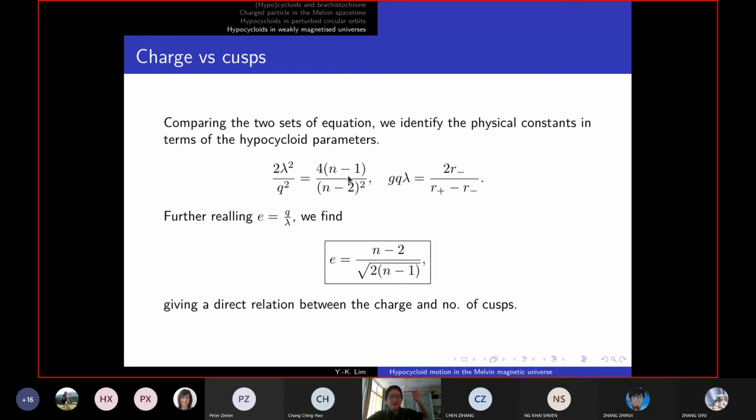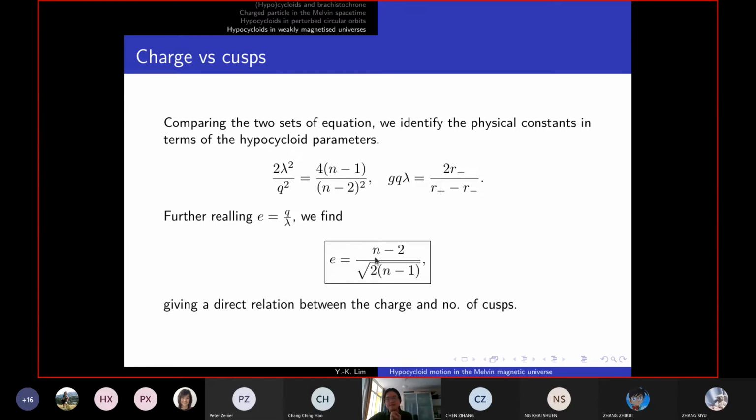The hypocycloid is in terms of n, and these are the parameters, and this is an equation for lambda over q. Now recall that I defined E to be q over lambda, so this is actually 1 over E squared. If I solve for E, I get this equation over here. This is kind of an interesting equation, because now I can get an equation to produce whatever shape of cycloid that I want.